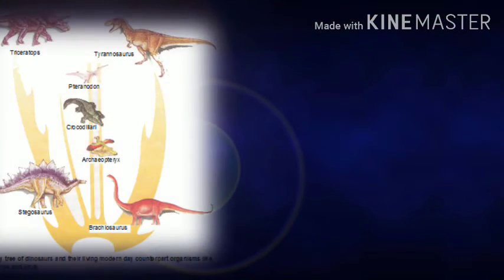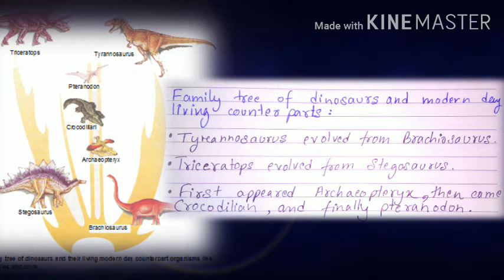Let us begin with the most simple one. This diagram provides a family tree of dinosaurs and also the modern day living counterparts. But what information can we get from this diagram? As you can see here, I have made out some simple points by studying this diagram. For example, Tyrannosaurus evolved from Brachiosaurus, which is evident from the diagram. Also, Triceratops evolved from Stegosaurus.